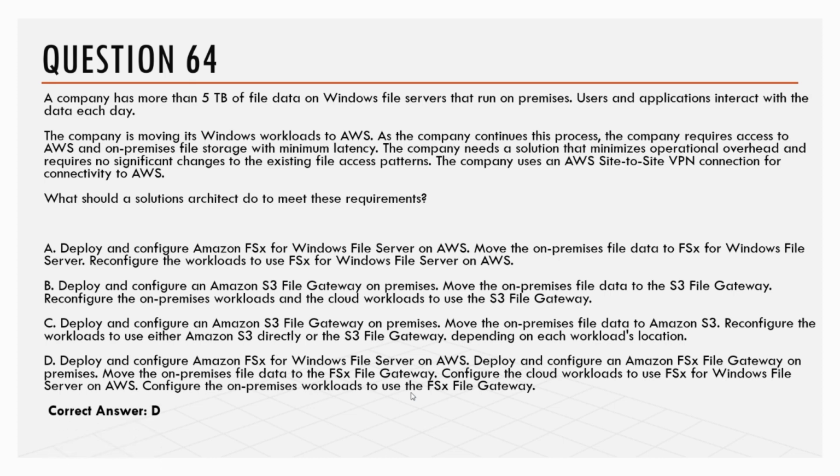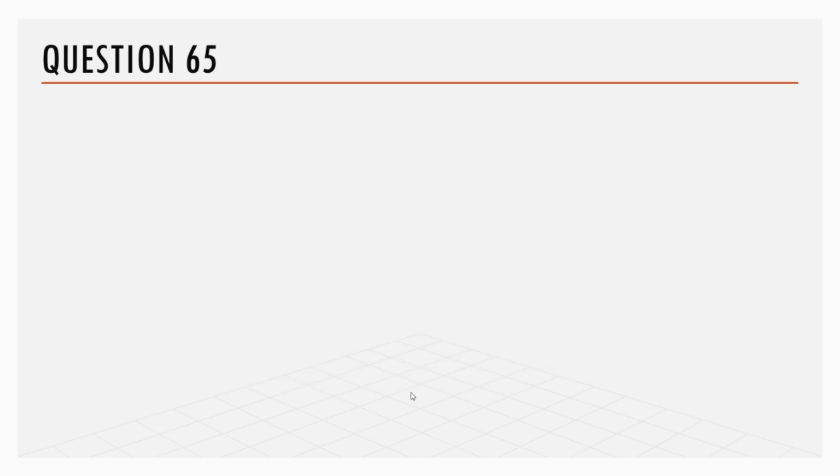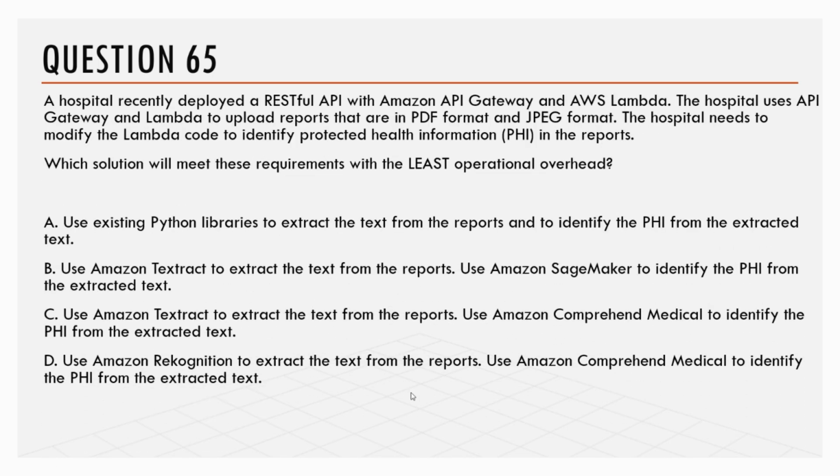And the correct option is D, deploy and configure Amazon FSx for Windows file server on AWS. Deploy and configure an Amazon FSx file gateway on premises. So basically, deploy and configure FSx Windows file server on AWS as well as on premises. Move the on premises file data to the FSx file gateway and then configure the cloud workloads to use FSx Windows file server on AWS. Configure the on premises workloads to use the FSx file gateway. Now let's look into question number 65.